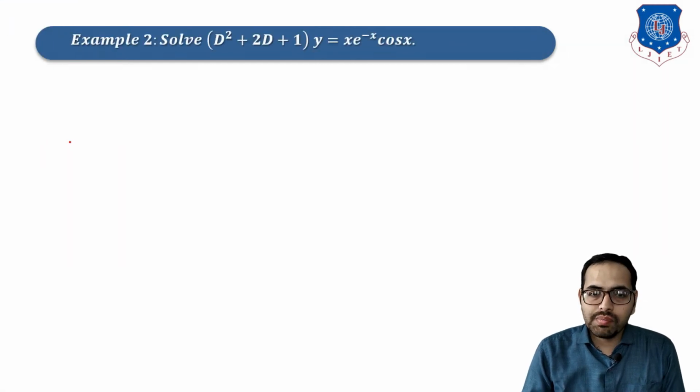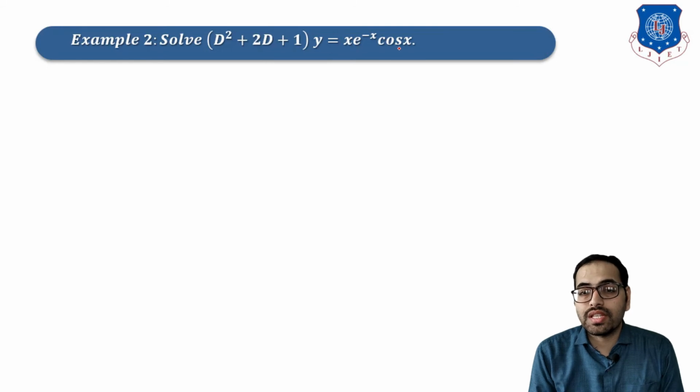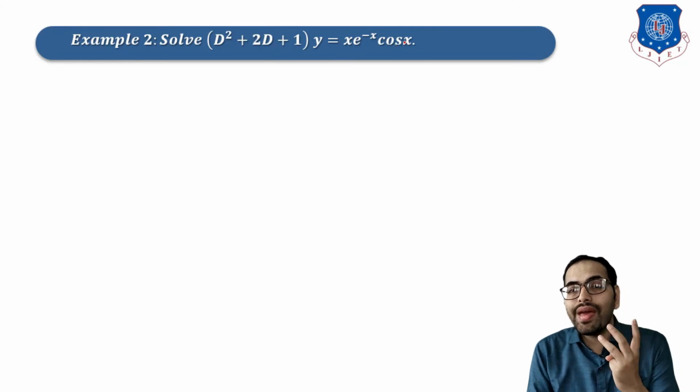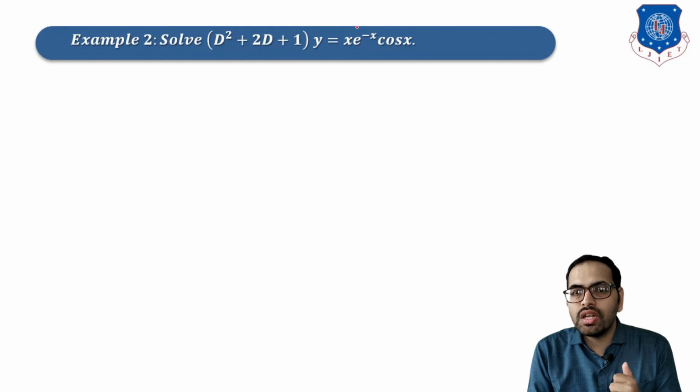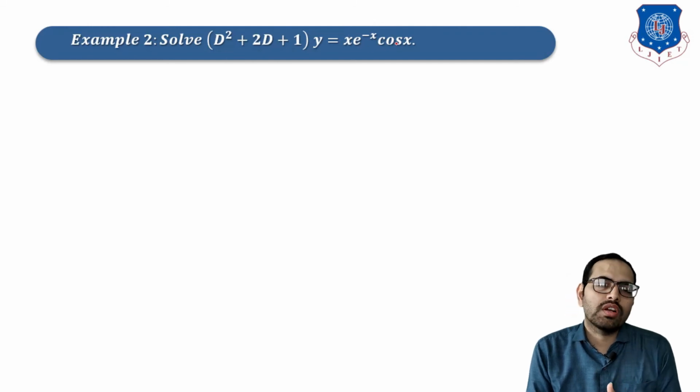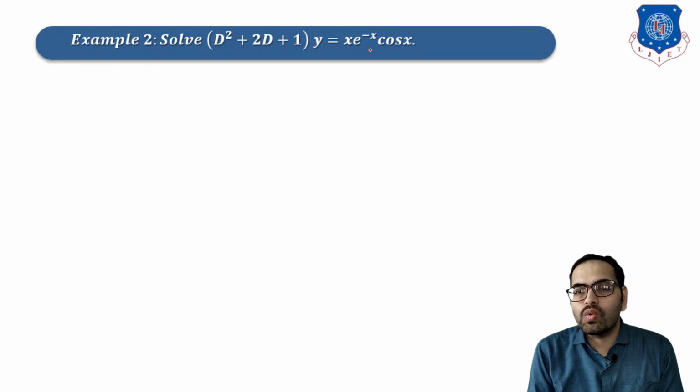See, example number 2. Solve d square plus 2d plus 1 of y is equal to x e raised to minus x into cos x. See here our Q of x, which is x e raised to minus x into cos x, has three terms in product form: exponential function, polynomial of x, and sinusoidal function. See, in such kind of example, what do we have to do?